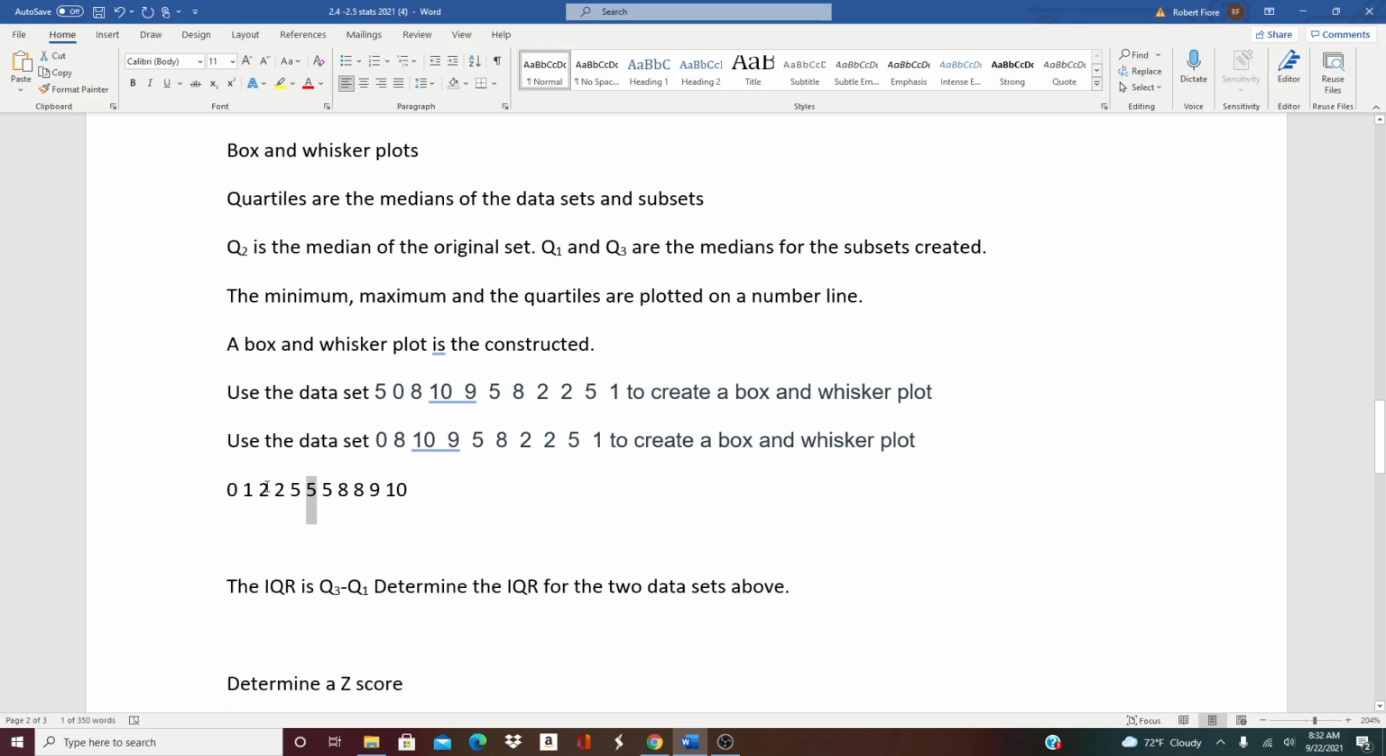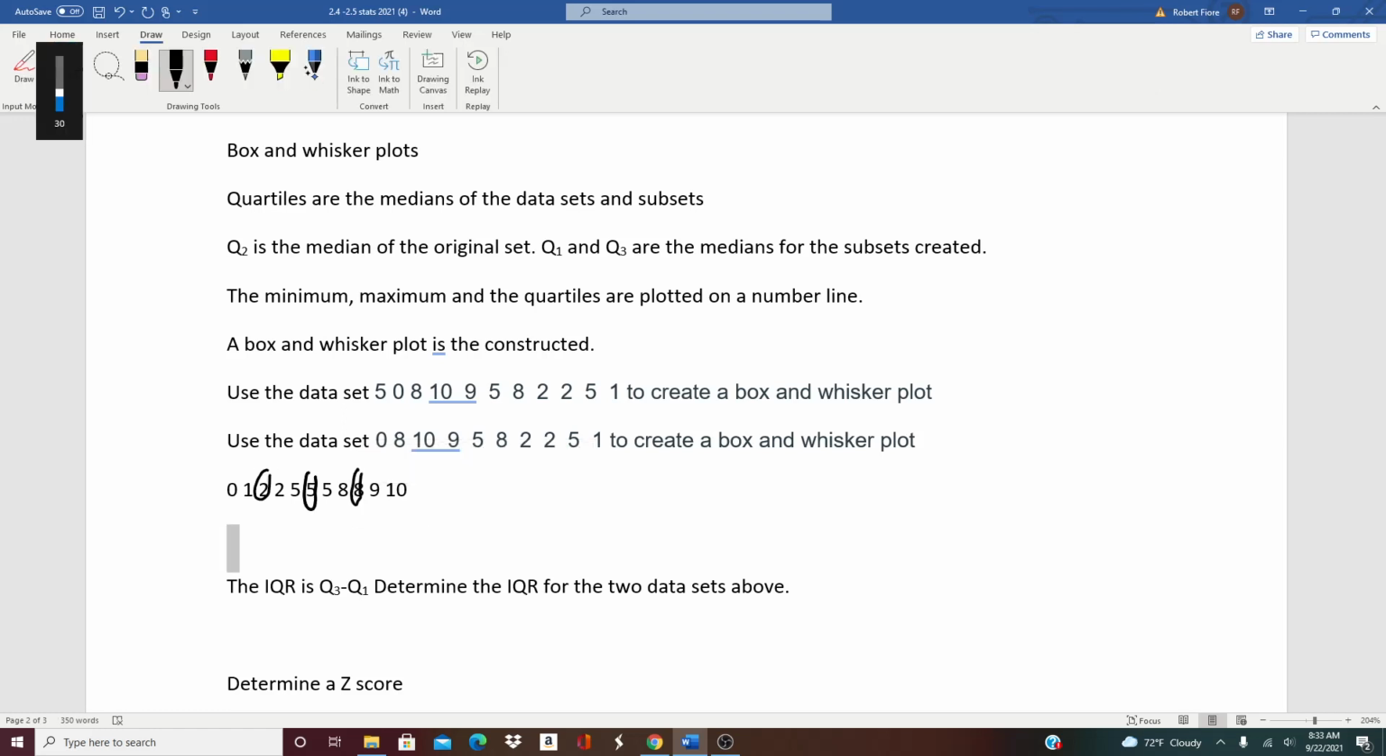Now we're going to find the median of this. Well, there's 1, 2, 3, 4, 5 values. So the number 2 is going to be the median of that data set. And on the right, we have 5 values, 1, 2, 3, 4, 5. And so my median there is going to be 8.